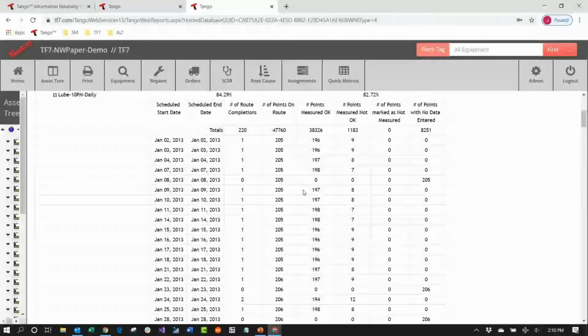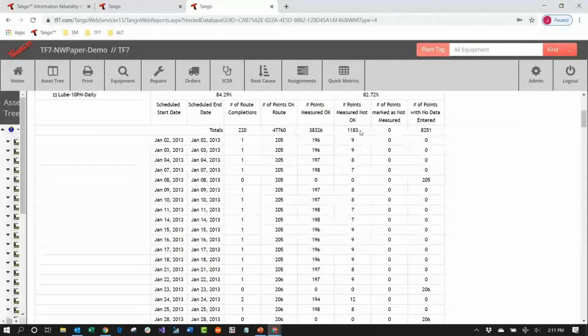This also tells me how many times my points were measured okay, and how many times I had some potential problem reported. So out of this entire year, I had 1,183 reports. Of course, if I was at 83% of 360 days, I've got about 10 a day being reported. The most important thing is I didn't mark any of these points as not measured for some valid reason. However, I had a huge number of points that did not get entered at all. They just didn't give me any data about that point.